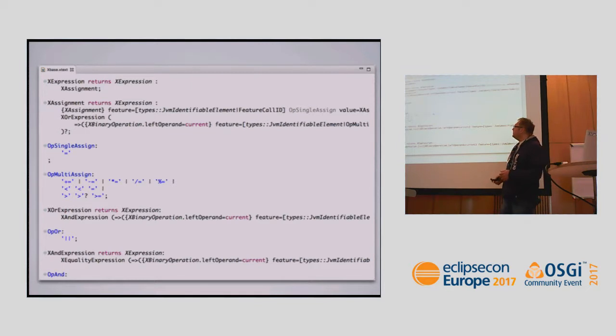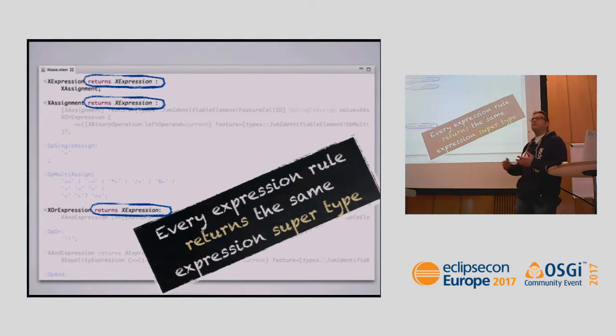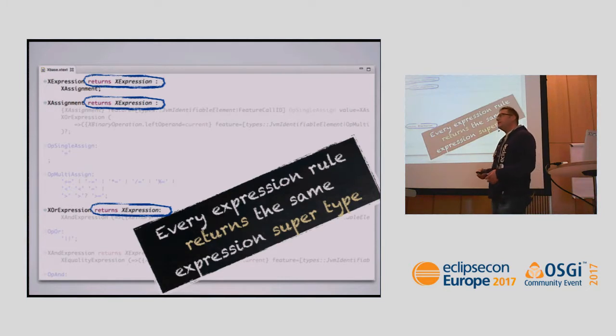So when you look at the Xbase grammar, the first thing that we see is every rule returns expression. So we have the same base rule that is returned. Any expression is returning XExpression. So you would have a concept like expression, XExpression, base expression, whatever you call it. This is the base class of your expression in your metamodel.